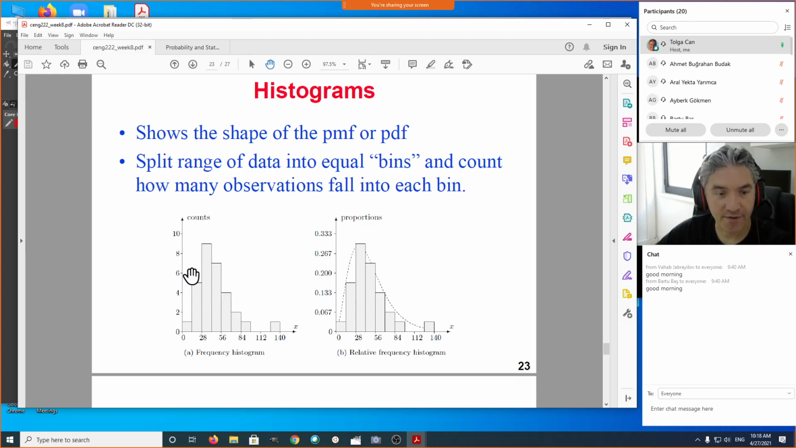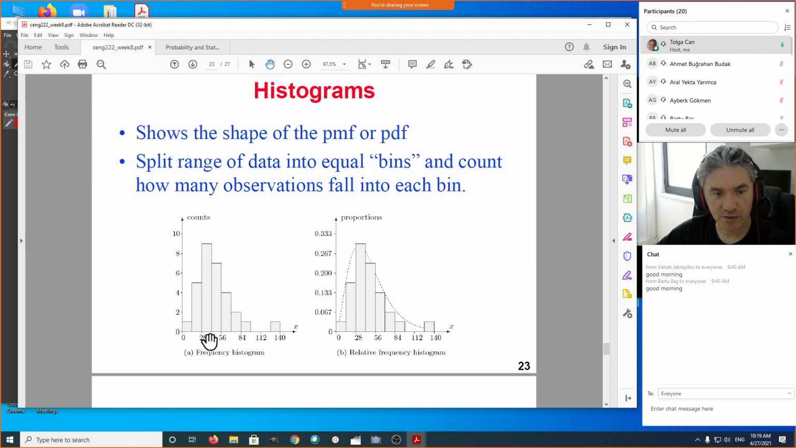For example, there are 7 values between, so this is 28, probably, the bin size is 14, I guess. Yeah, here the largest value we get is 140, so it's divided into 10 equal regions. For 0 to 140, we divide into 10 equal regions, with each bin having a size of 14. So this one shows all the values between 28 and 42, and between 42 and 56.